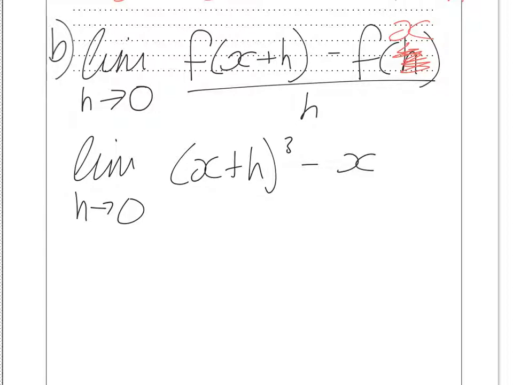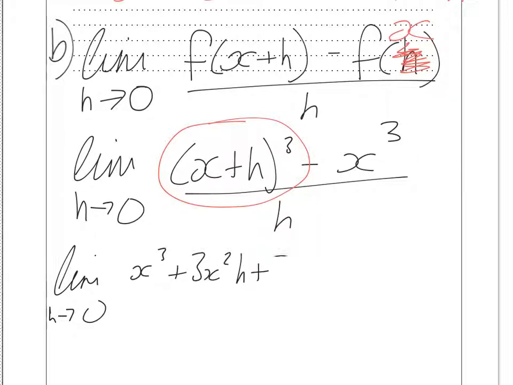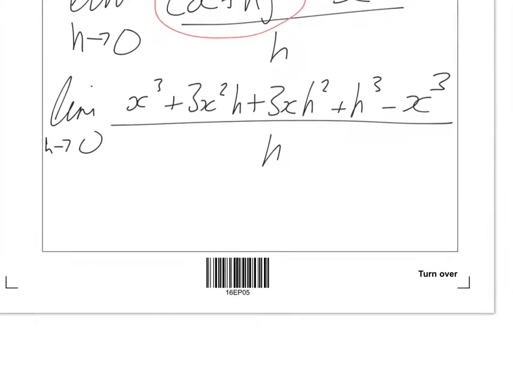Minus x cubed, all over h. Now obviously we've already done that expansion in part A, so this is the limit as h tends to 0 of x cubed plus 3x squared h plus 3xh squared plus h cubed minus x cubed, all over h. And this all simplifies because you've got an x cubed here and a minus x cubed here that add up to make 0.